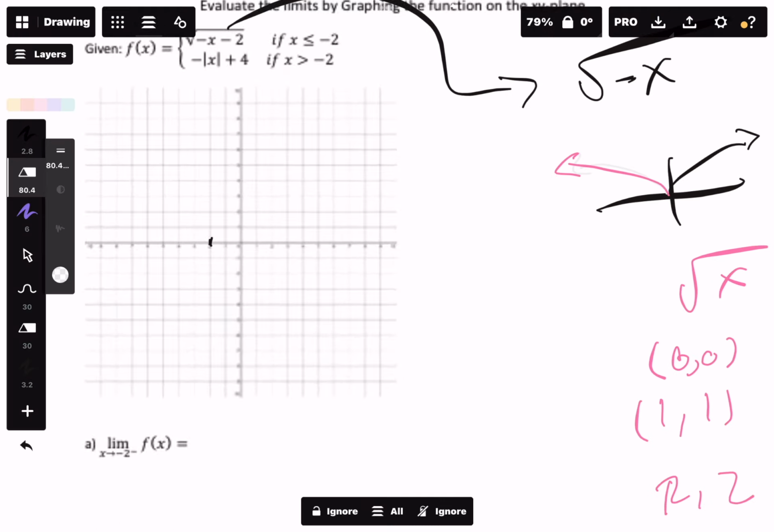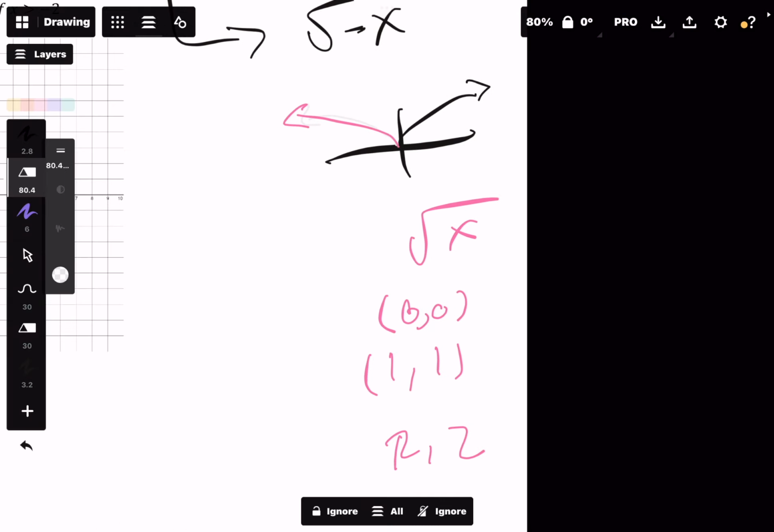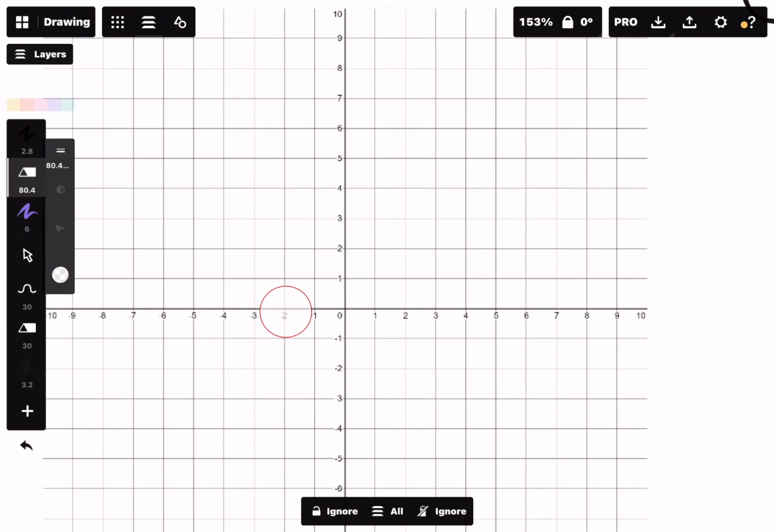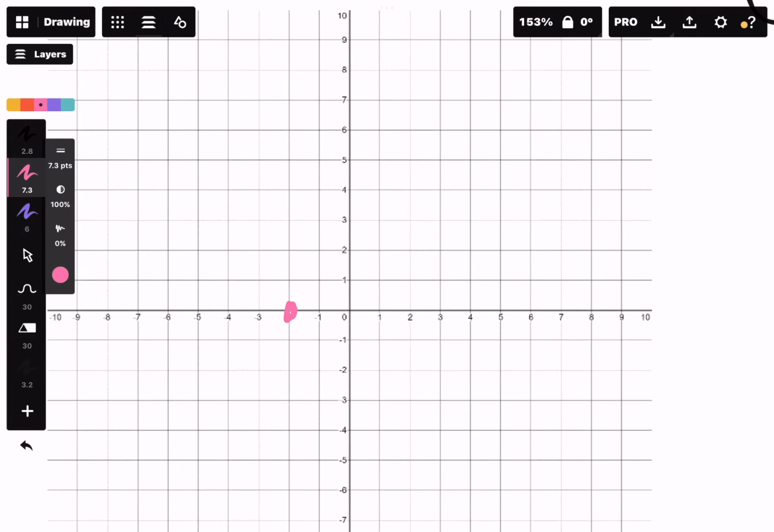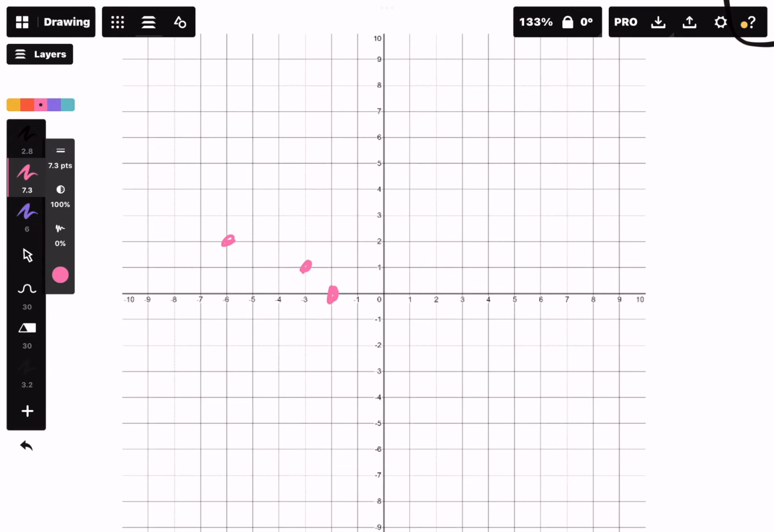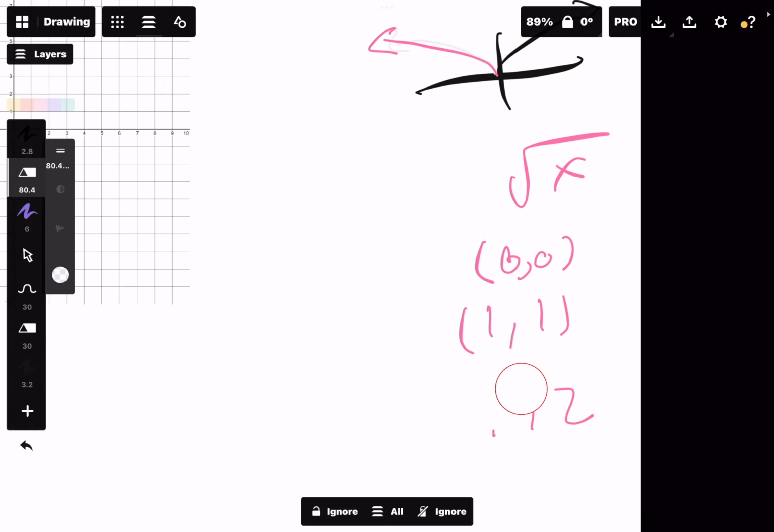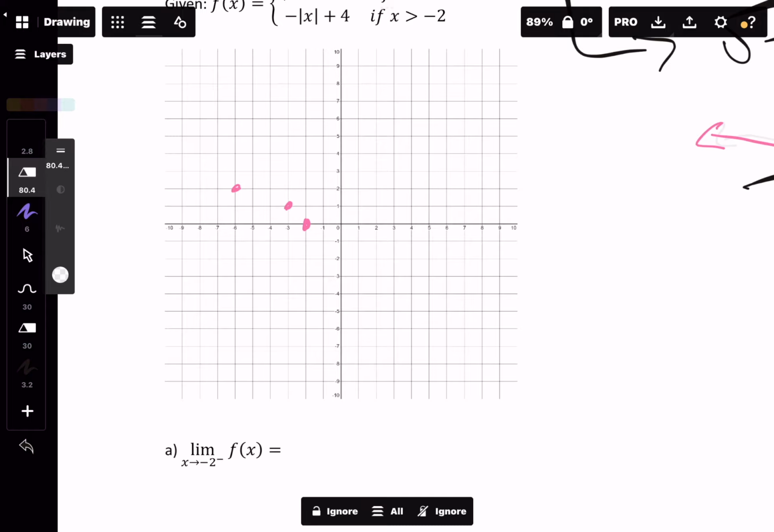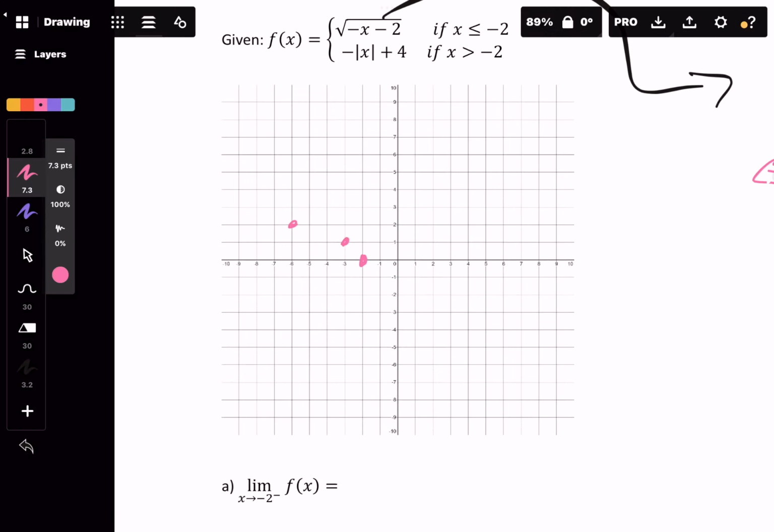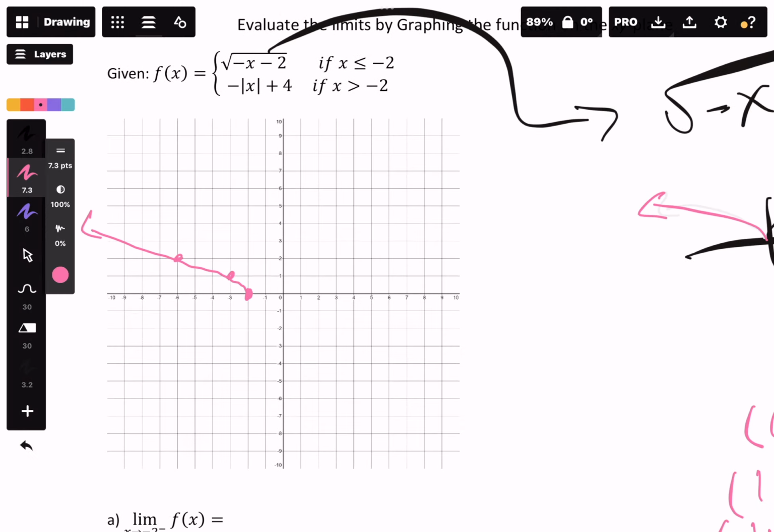And now we just have to do this for the negative. However, since the negative is minus 2, we're going to start at negative 2, 0, then 3, 1, and at 6, 2. Actually, this was wrong, since this would be 6, 4. This would be 7, 2. This would look like that.